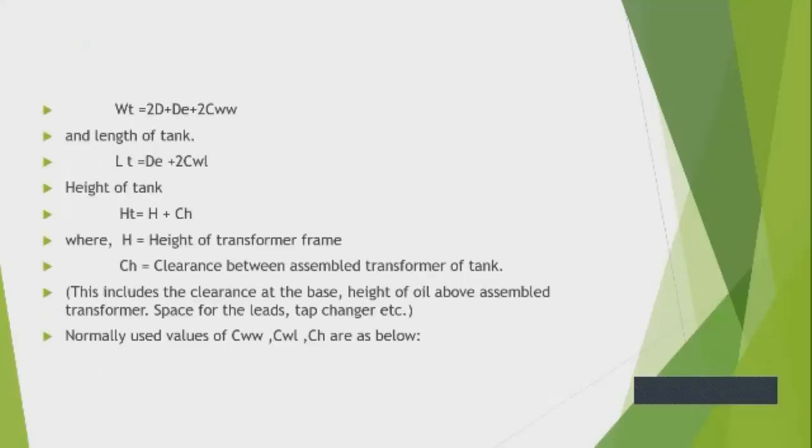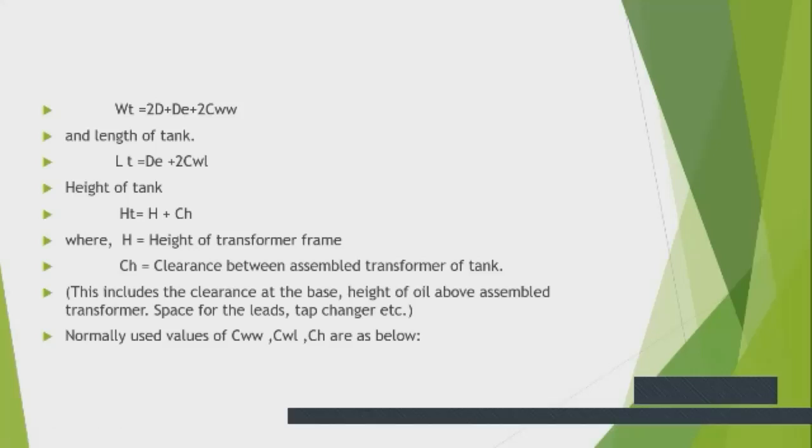From the figure you can write, we can get the formulas. We can get the length of the tank and height of the tank. The clearance between CH is equal to the clearance between the assembled transformer and the tank. This includes the clearance at the base and the height of oil above the assembled transformer.